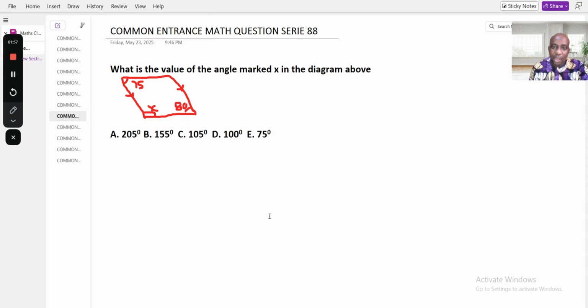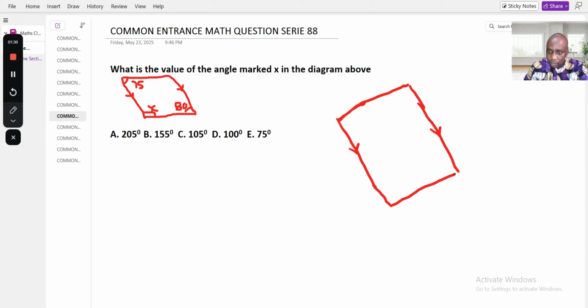What is the value of the angle marked X in the diagram above? Let me redraw this one so that we can understand. When you see a symbol like this, it means that it's the same thing. This face is 80 degree. This face is what? X. While this face is what? 75.